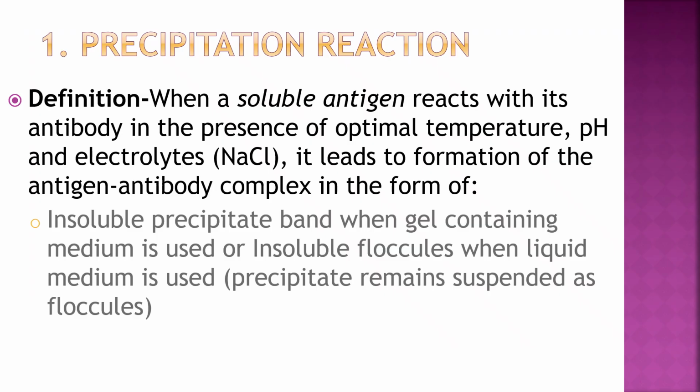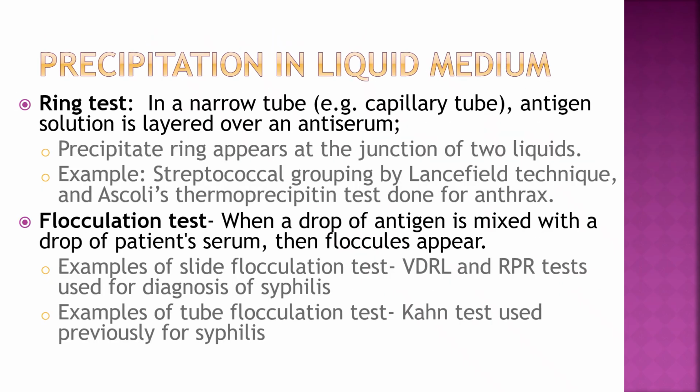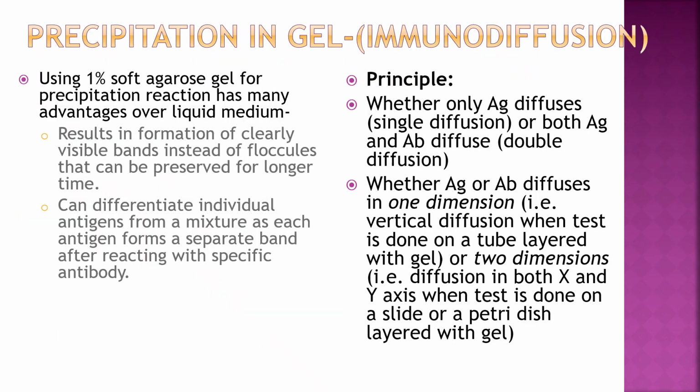Precipitation reaction, we have already seen the definition. Precipitation in liquid medium: ring test in a narrow tube, for example a capillary tube, where antigen solution is layered over the antiserum. Precipitate ring appears at the junction of two liquids, example streptococcal grouping by the Lancefield technique. Ascoli's thermoprecipitation test for anthrax. Flocculation test: when a drop of antigen is mixed with a drop of patient's serum, floccules appear, example VDRL, RPR. Tube flocculation, Kahn test, previously used for syphilis.